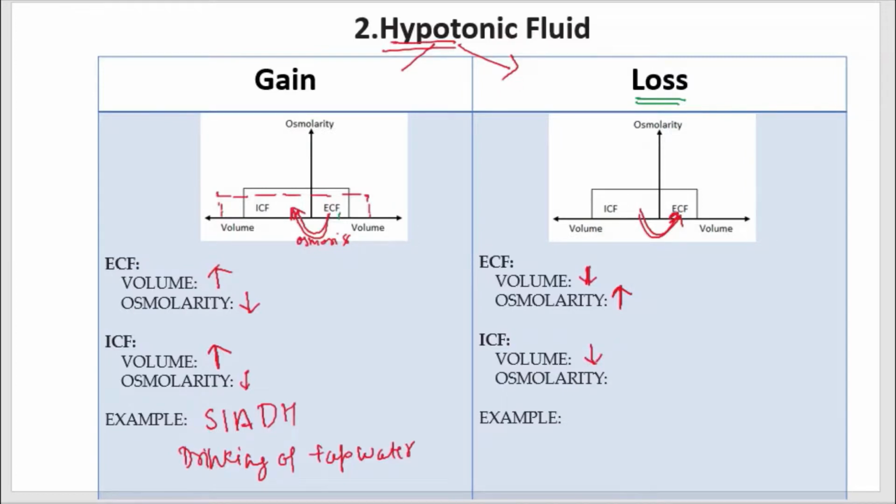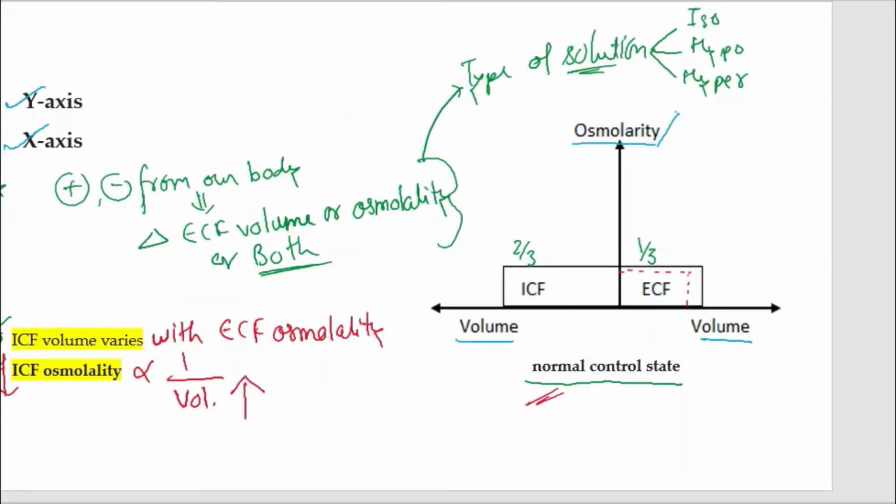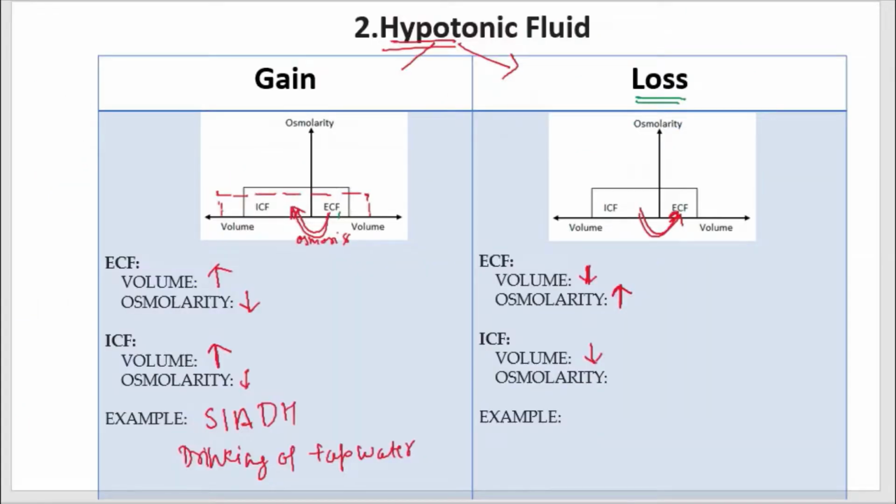And we know from the concept that ICF osmolarity is inversely proportional to the volume. When the volume increases, the osmolarity of ICF decreases. So what happened here? The volume of ICF is decreased, so the osmolarity of ICF will be increased. For example, this is the case of sweating, and the case of diabetes insipidus.